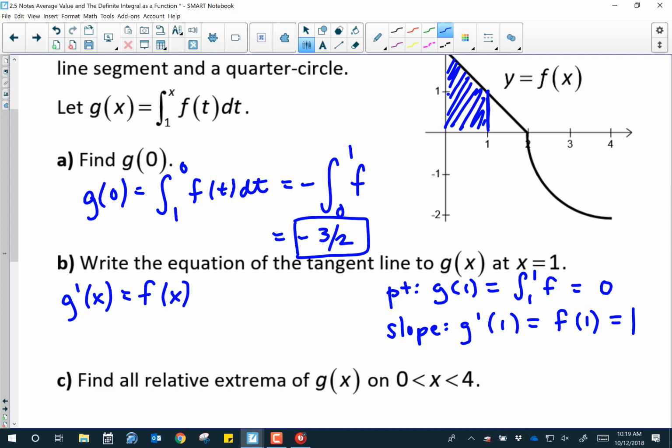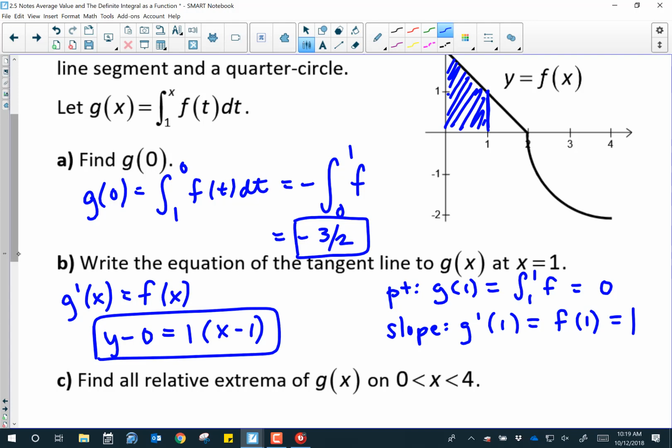Everybody clear on that? So now we write the equation of our tangent line. Y minus my y value of 0 equals 1 times x minus 1. You can leave it like that, or you can just say y equals x minus 1. It doesn't matter. Good? Questions?